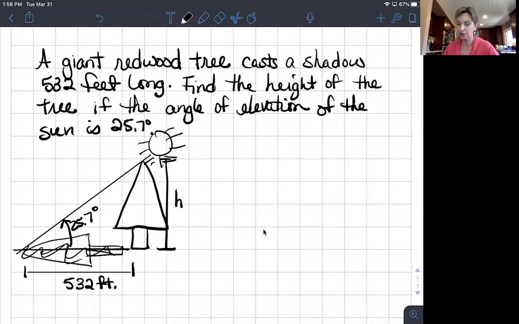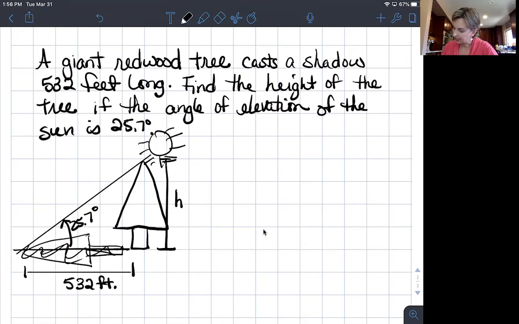Okay, so we're going to use our trig functions to help us find that. Okay, we know the angle. And what two sides of this triangle do we know? We know the adjacent side, that's the shadow. It's adjacent to the 25.7 degree angle. And we want to know the opposite side. That height is opposite the angle. So what trig function uses opposite and adjacent? It's tangent, TOA, right? So we're going to use tangent to solve for the height of this tree.